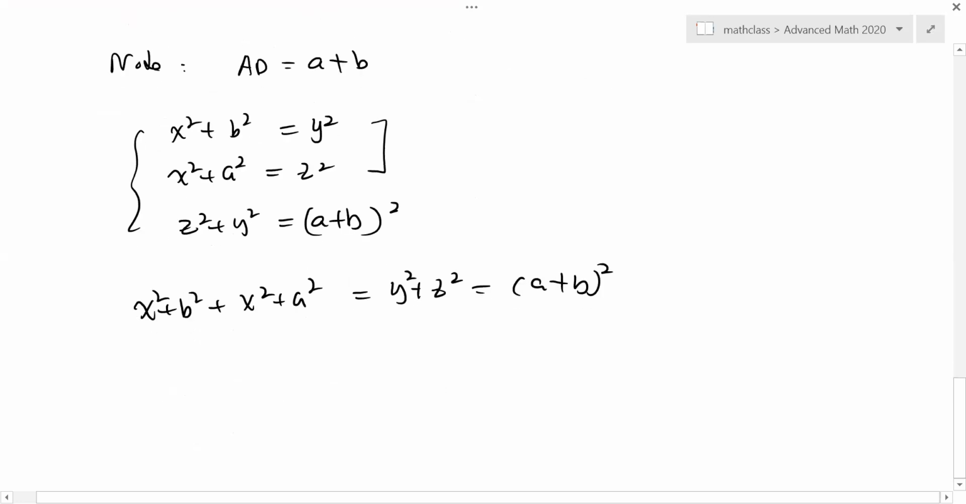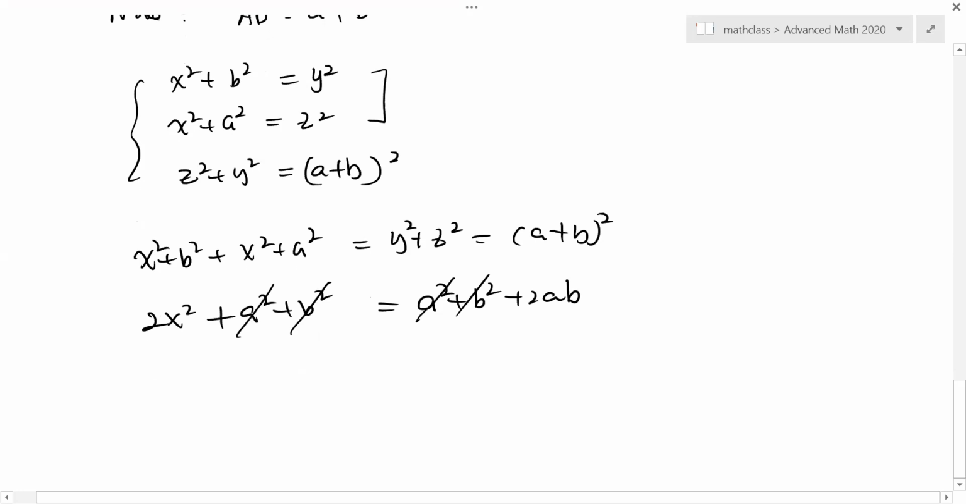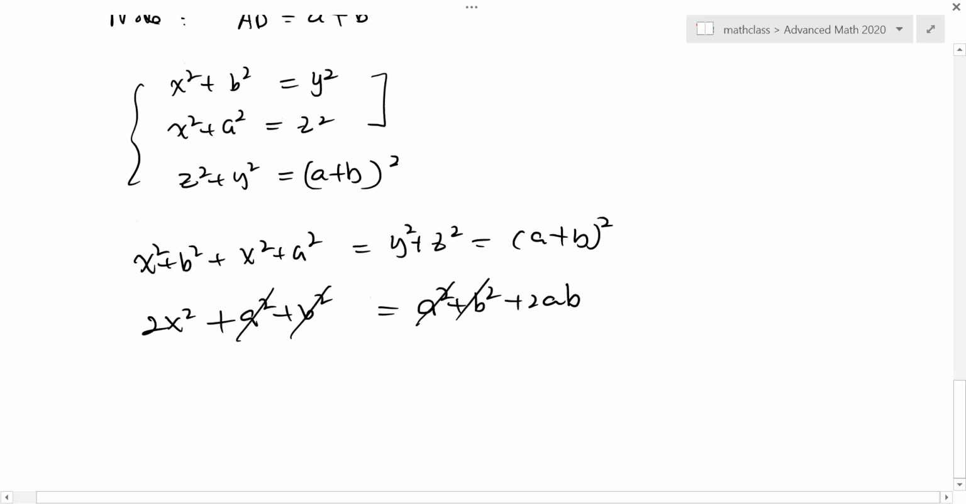Now you multiply this out. You get 2X squared plus A squared plus B squared. And the other side is A squared plus B squared plus 2AB. So this cancels out. What you get is X squared equals AB, so X equals the square root of AB.